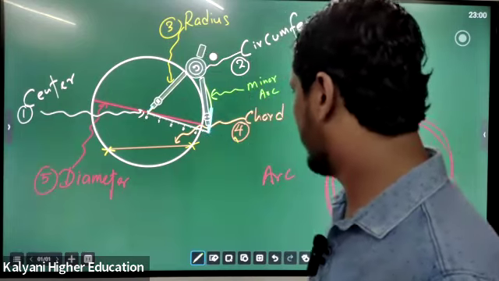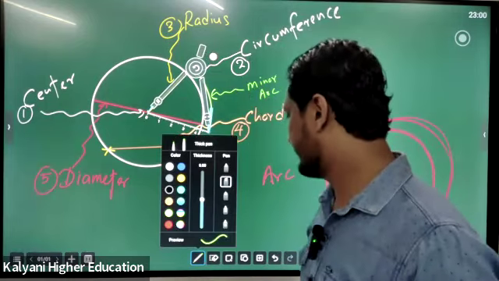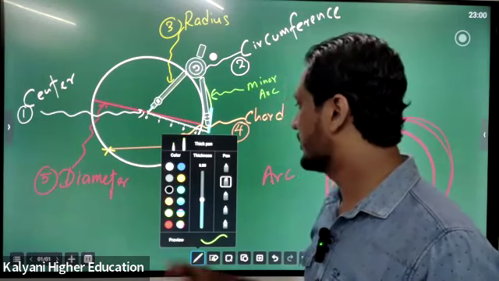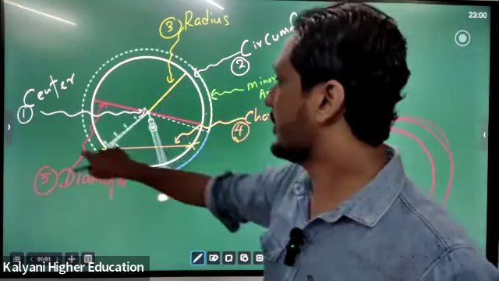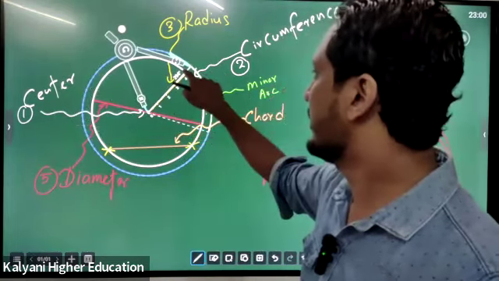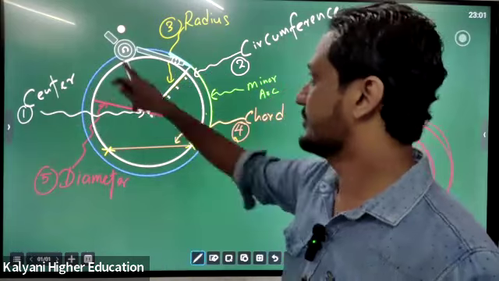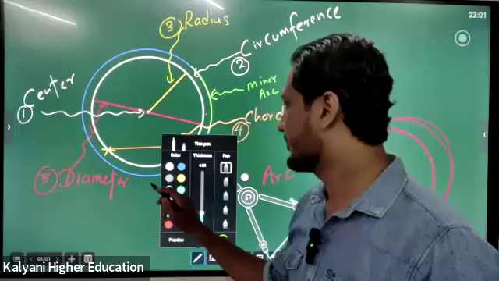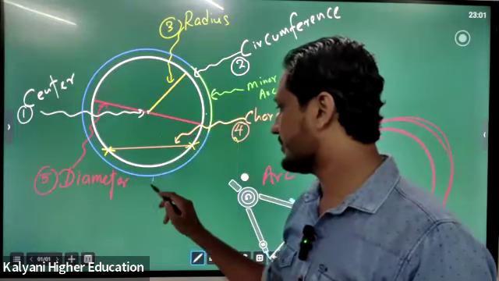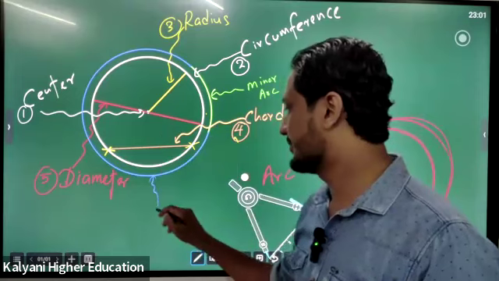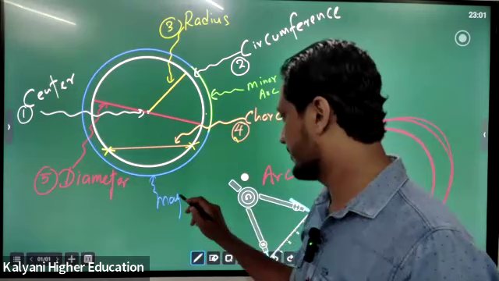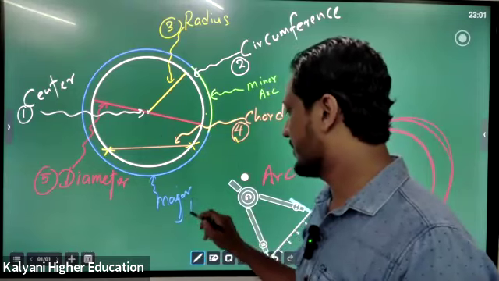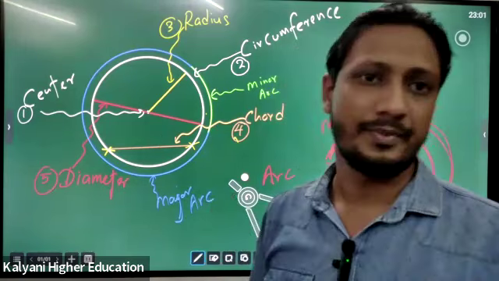But if I use a different color, which color is good? This blue color, fine. From here to here, if I draw it, what is the name of this one? The bigger one, major arc. Is it clear? Understood?